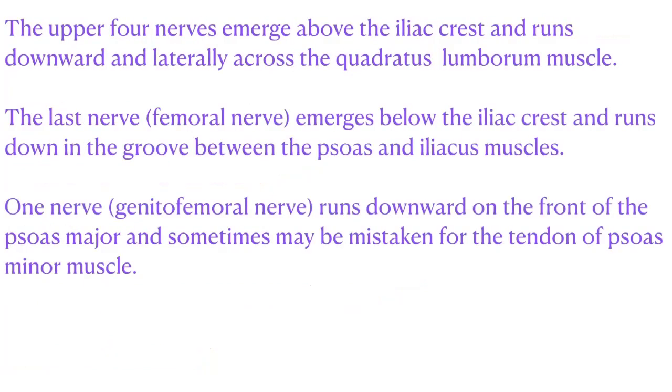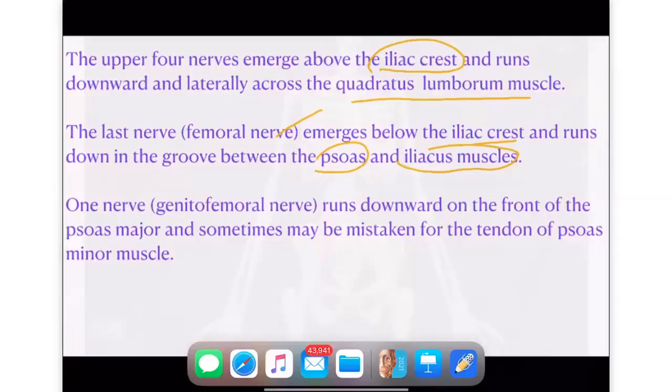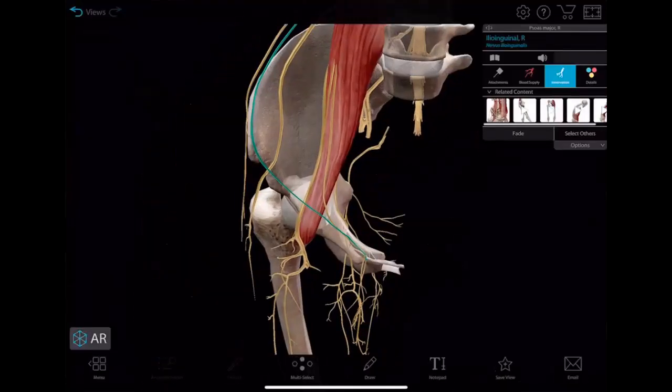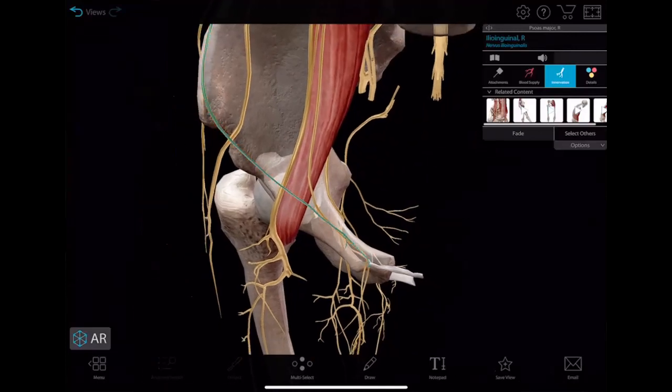The upper four nerves emerge above the iliacus and run downwards and laterally across the quadratus lumborum. The last nerve, the femoral nerve, emerges below the iliacus and runs in the groove between psoas major and iliacus muscle. One nerve, the genitofemoral nerve, runs downward on the front of the psoas major and is sometimes mistaken for the tendon of psoas minor muscle. You can clearly see here.